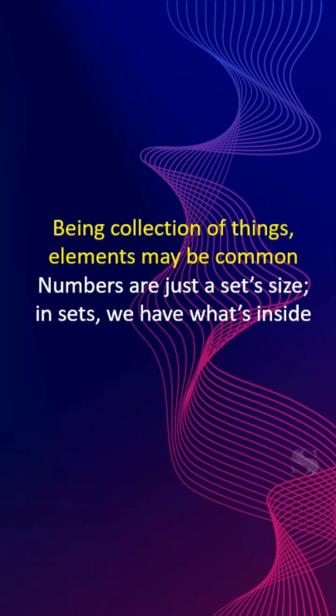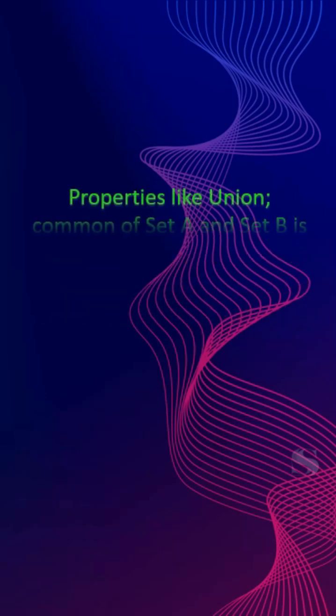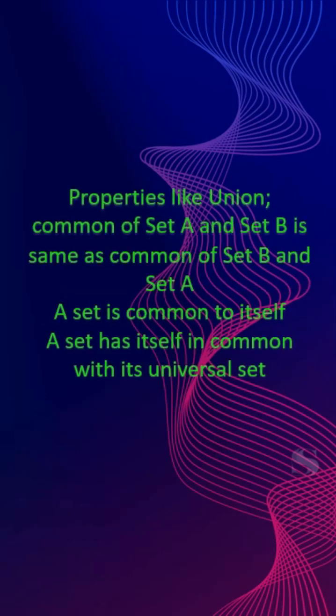Intersecting set is a collection of things, elements, that may be common among sets. Intersection has properties similar to the union. For example, the common elements of set A and set B are the same as the elements common to set B and set A. It is easy to visualize that a set is common to itself. All elements are common. A set has itself in common with its universal set. All its elements are in the universal set. The intersection of sets is a no-brainer.